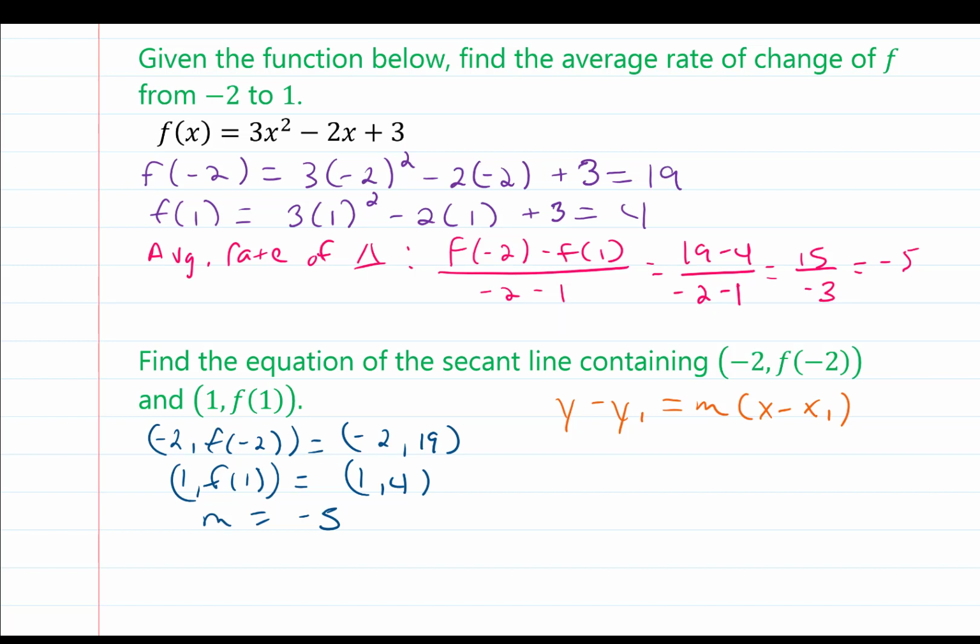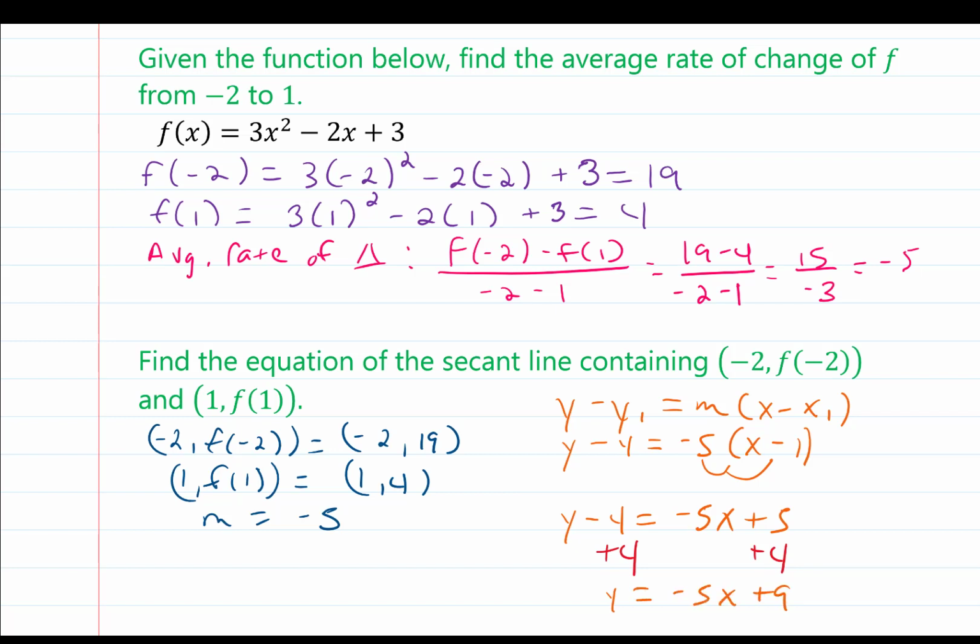Now I really have the freedom of choice of whether to pick the -2 comma 19 or the 1 comma 4. I am going to pick 1 comma 4 as my point. So this will give me y minus 4 is equal to -5 times the quantity x minus 1. Now I'm going to convert this into slope-intercept form by first distributing -5. So that'll give me y minus 4 is equal to -5x plus 5. And then finally, I'm going to add 4 to both sides to give me a final answer of y is equal to -5x plus 9.